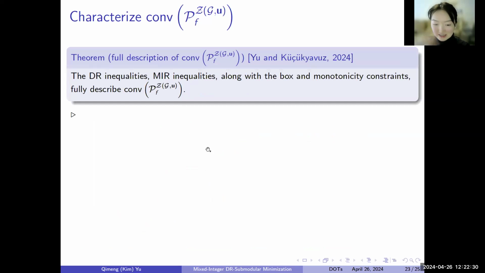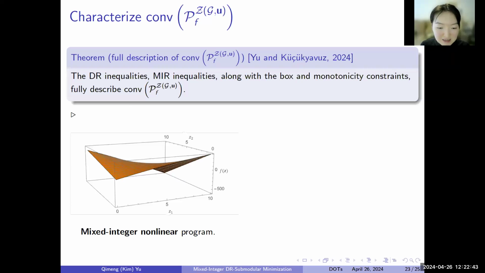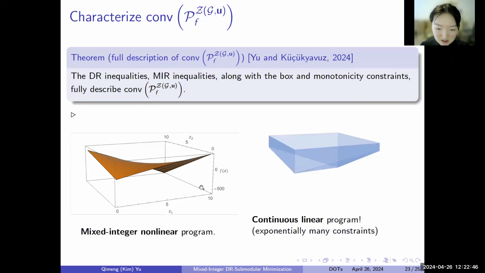Now, by combining all these inequalities that we've discussed, the trivial inequalities, the MIR inequalities, and these new DR inequalities, we managed to completely represent the convex hull of the epigraph. And the immediate implication is that the convex hull of the epigraph of the nonlinear DR-submodular objective over some constrained mixed integer set is fully described using linear constraints, meaning that we can convert the seemingly hard problem into a purely continuous linear program.